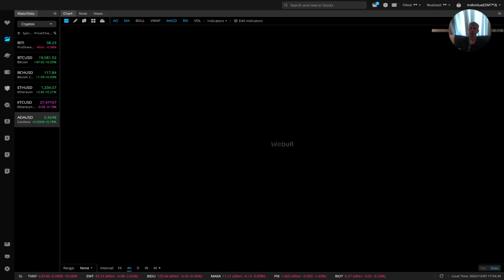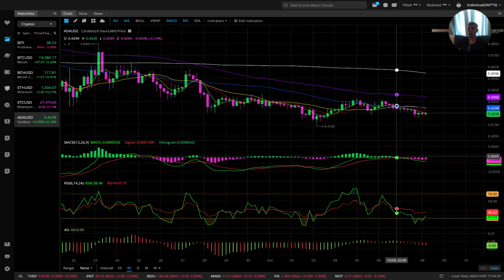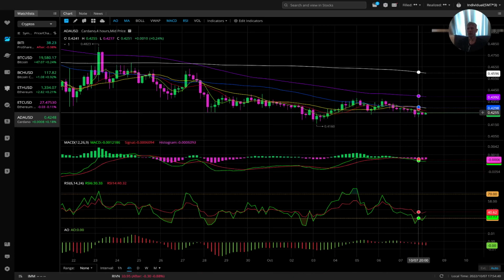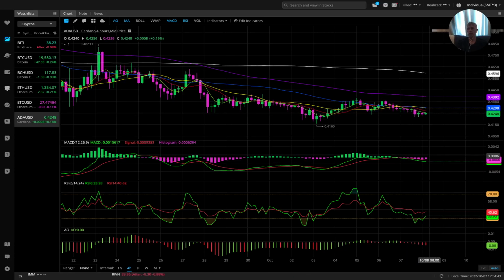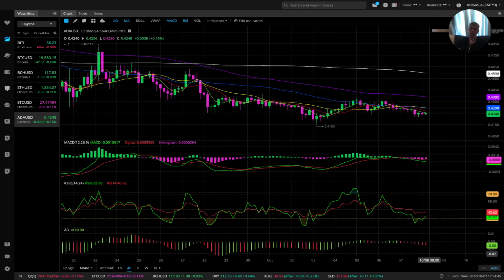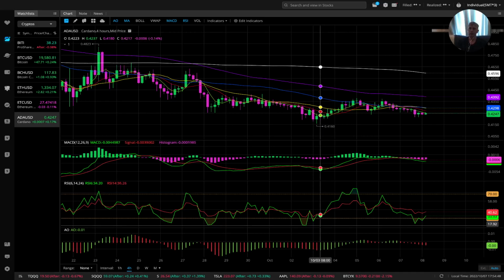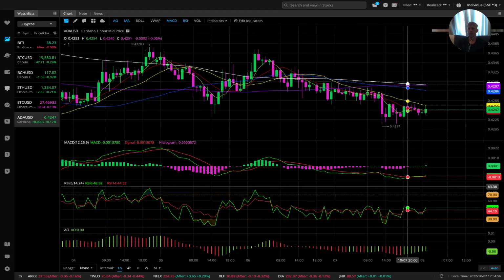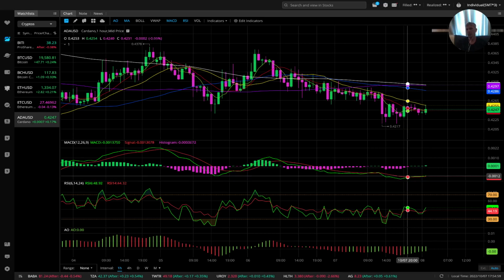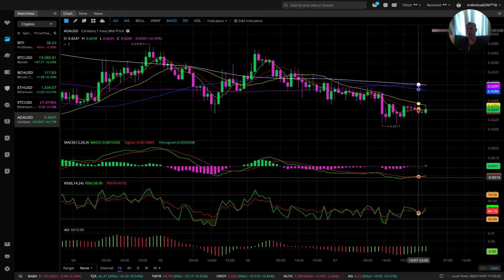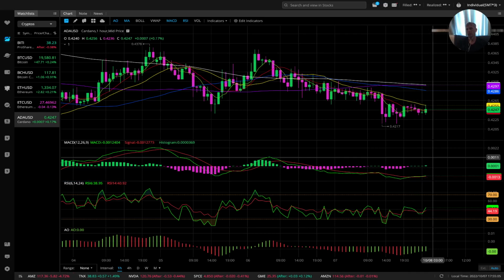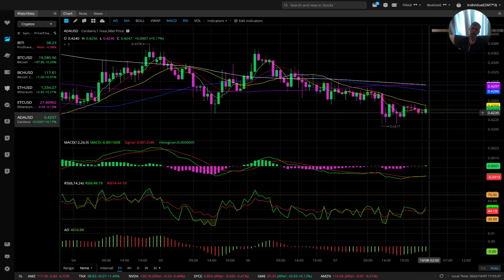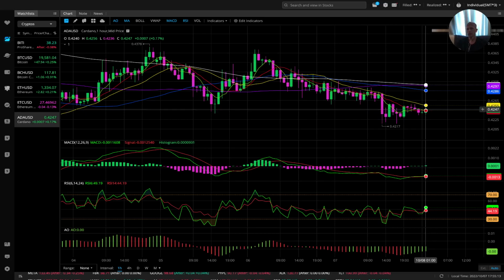Let's check on 4 hours. On 4 hours, it's in a bearish trend also. Bars below all moving averages, and all indicators in the bearish trend. Let's check 1 hour. On 1 hour, MACD confirmed a bullish crossover like 5 hours ago. And the last bar touched MA 20 and kind of sits at the MA 5 and 10.